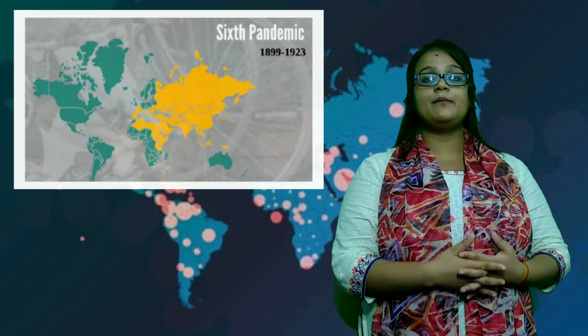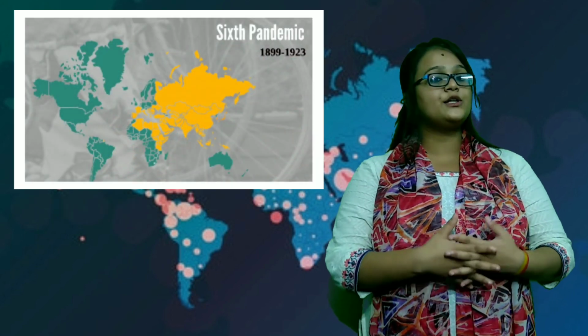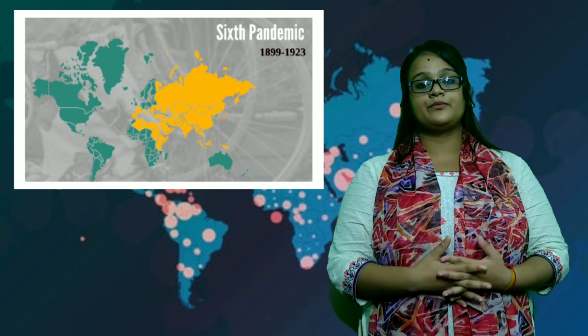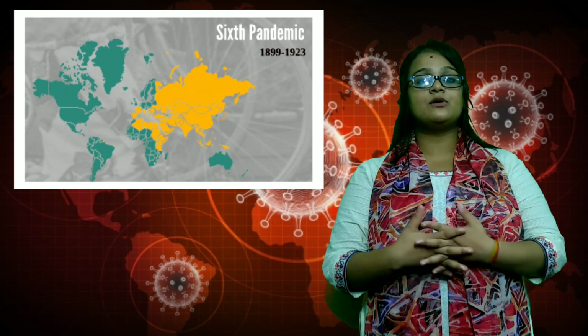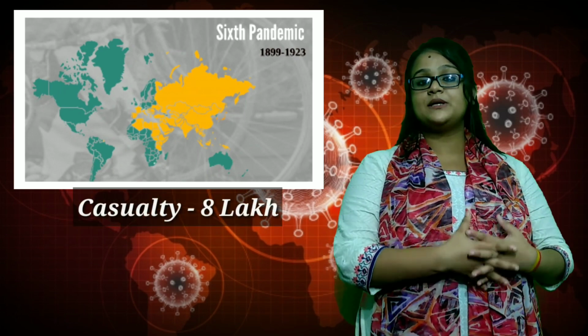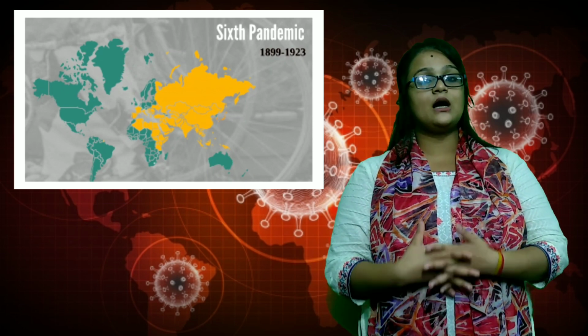The sixth pandemic of cholera occurred between 1899 and 1923. It was a major outbreak, killing around 8 lakh people throughout Middle East Asia, North Africa, Europe, and Russia.